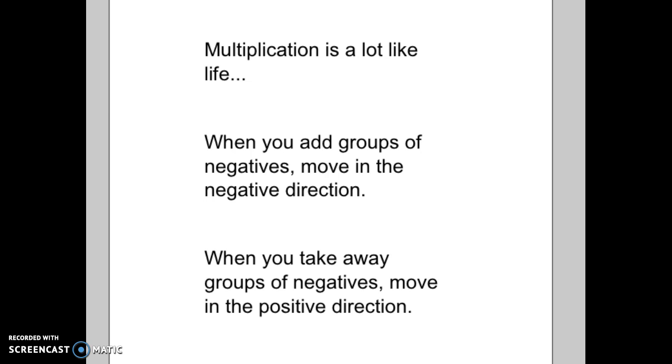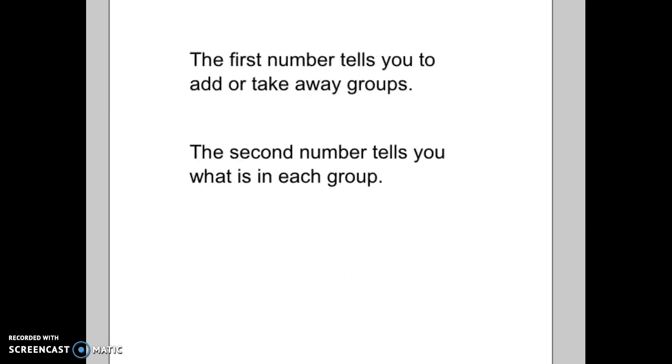Now let that sink in. Take a minute and think about it, because it really makes sense. Now when we're doing multiplying, the first number is always going to tell us whether we're adding or taking away groups. The second number tells us what's in each group.